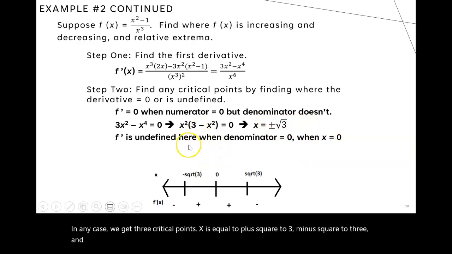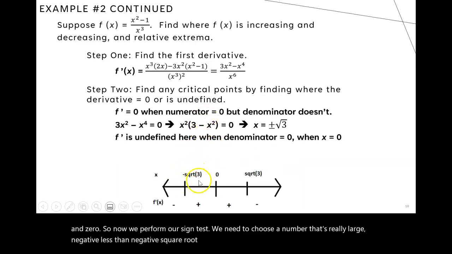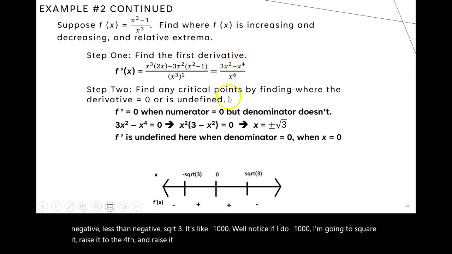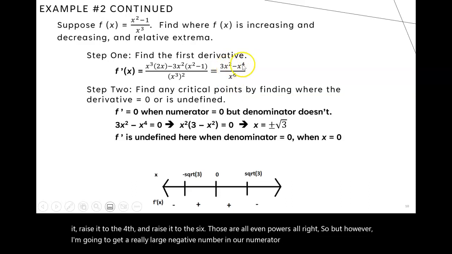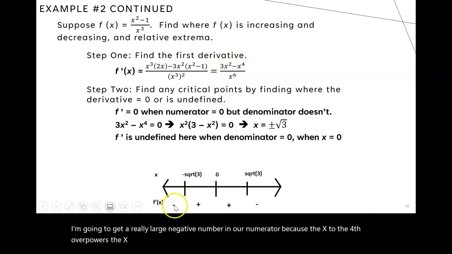So now we perform our sign test. We need to choose a number that's really large negative, less than negative square root of 3, like negative 1,000. Notice if I do negative 1,000, I'm going to square it, raise it to the 4th, and raise it to the 6th. Those are all even powers. However, I'm going to get a really large negative number in our numerator because the x to the 4th overpowers the x squared. So in other words, I get a negative here.